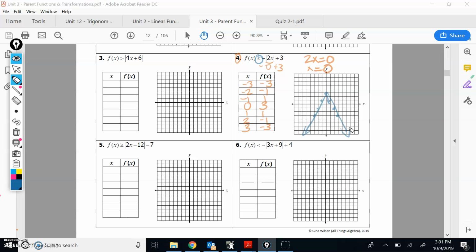Next thing to check is it shaded above or below. It's a less than sign, so we're shading below the graph, which is everything here. Therefore, your solutions are everything in green, as well as my solid blue line. Those make this inequality statement true.